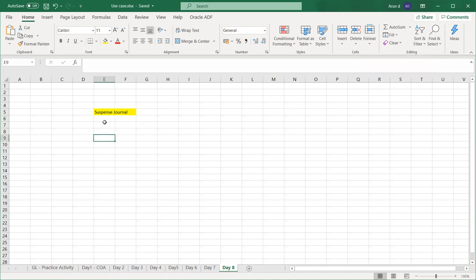So the suspense account is, by definition, an unknown amount or unknown entry of debit or credit, either part of it. That is what we call the suspense journal. I'll just give an example of a case where we will have the suspense account.